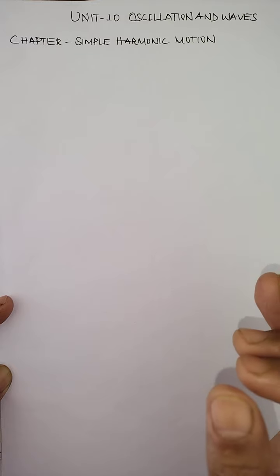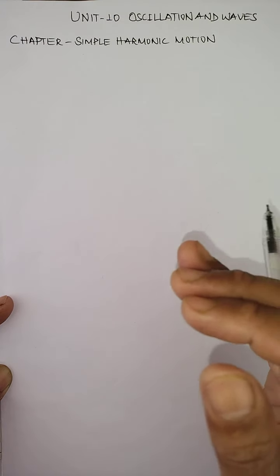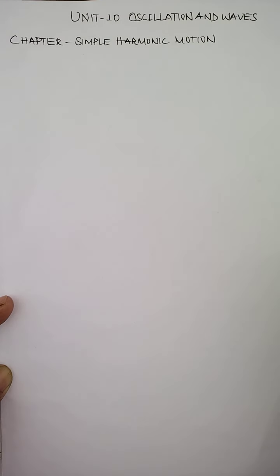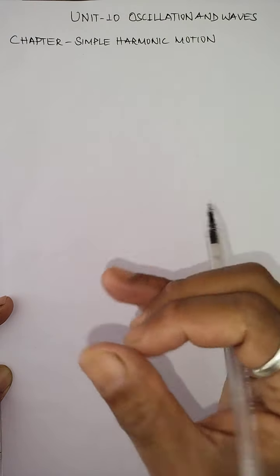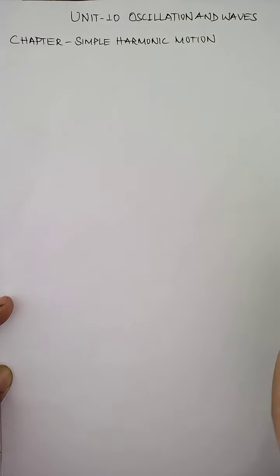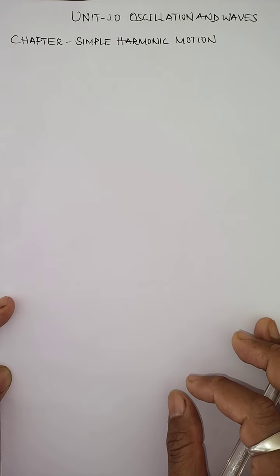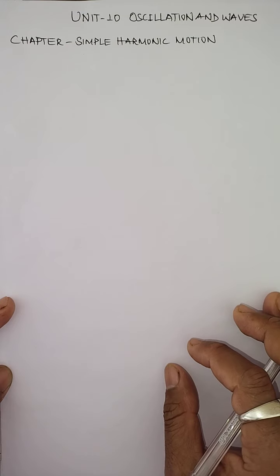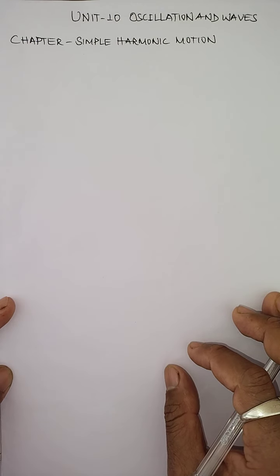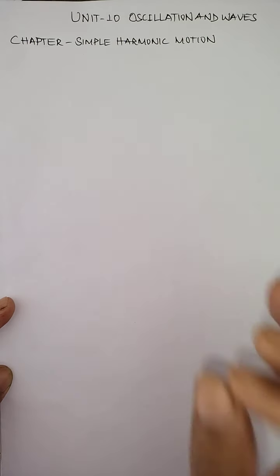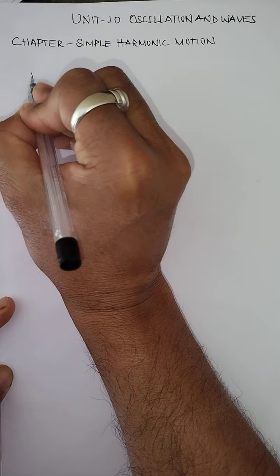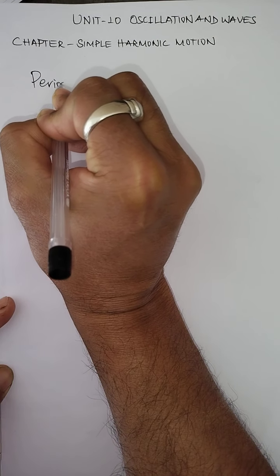You know, motion means something which can change the position. The body will change the position with respect to the immediate surrounding. If a body changes its position with respect to the immediate surrounding, then we say that the body is in the state of motion. But motion are of different types. Out of many types of motion, we start with one that is called periodic motion.